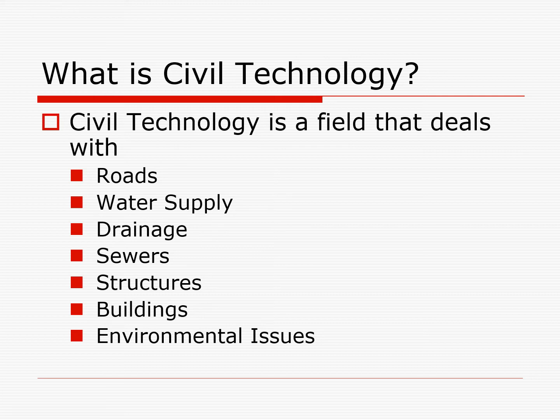Civil technology is a field that deals with roads, water supply, drainage, sewers, structures, buildings, and environmental issues. Basically, anything that the public uses actually falls under civil technology. A lot of these things are very relevant today because a lot of these things are involved in public safety. And with what we are dealing with right now, public safety is a large issue.